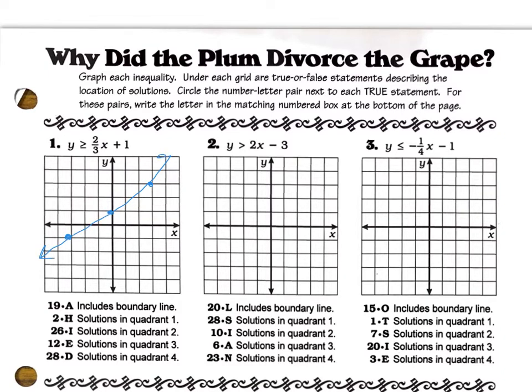So I drew a solid line, and then I need to see which way I need to shade. So I'm going to test 0, 0, just like I normally do because it is not on the line. When I plug in 0, 0, I'm going to ask, is 0 greater than or equal to 2/3 times 0 plus 1? So 0 is greater than or equal to 2/3 times 0, which is 0, plus 1. Is 0 greater than or equal to 1?